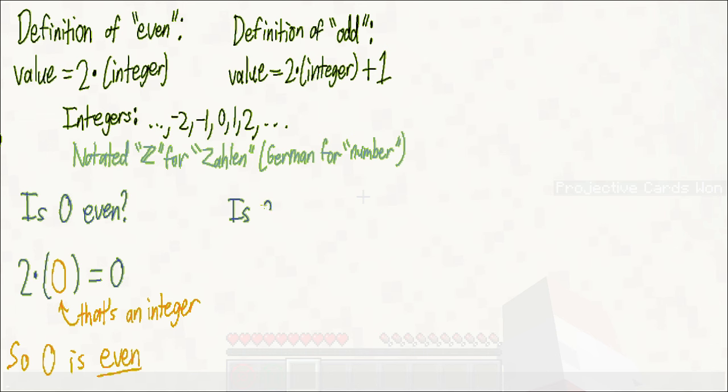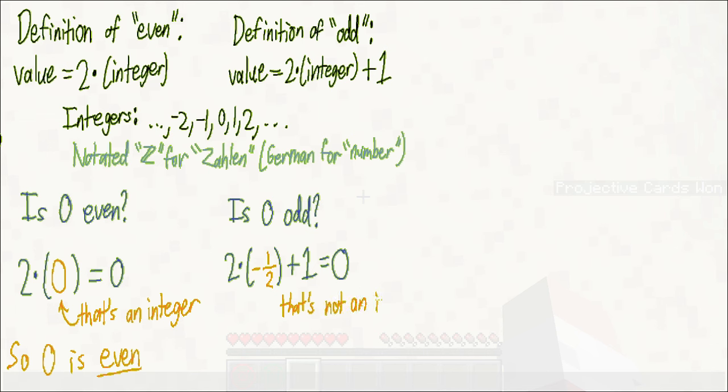Now let's ask a similar question, is 0 odd? Set up the equation 2 times something plus 1 equals 0, and you find that the only way to make this true is to put -1/2 in there. And -1/2 is not an integer. So that means the value 0 is not 2 times an integer plus 1. So 0 is not odd.